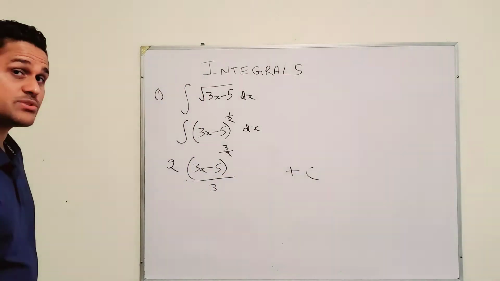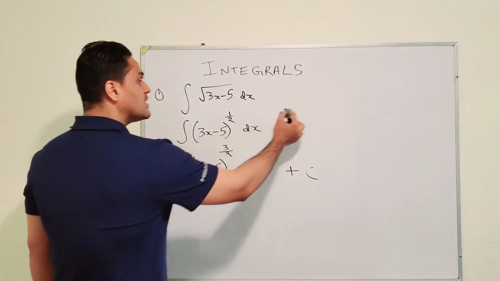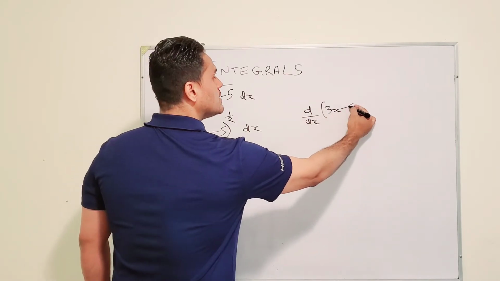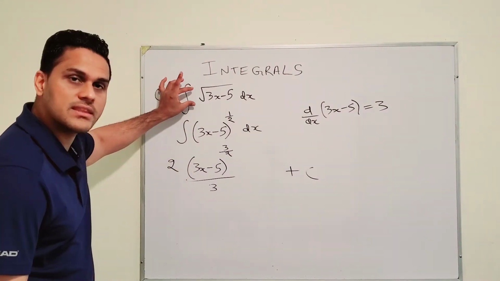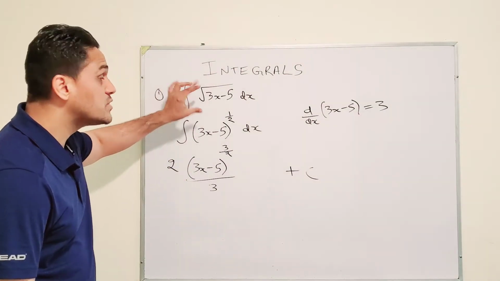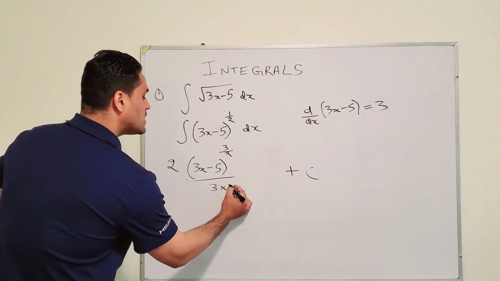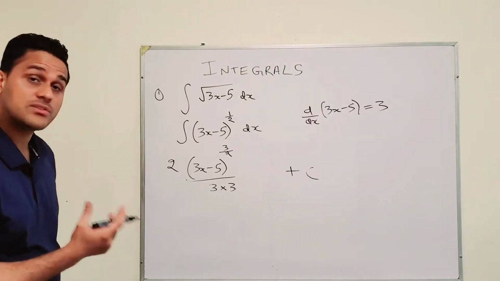Now guys, we just need to ask ourselves, what's the derivative of the inside term going to be? Well, if you take the derivative of the inside term, that's going to give you a 3. Now, we don't have that 3 in the original integral. So we need to counter that somehow. So to counter that, you're going to put another 3 at the bottom.